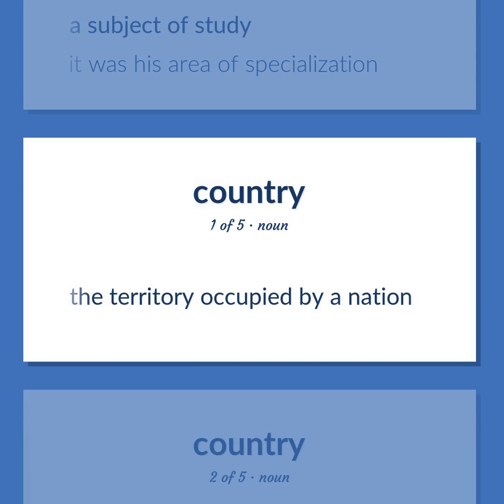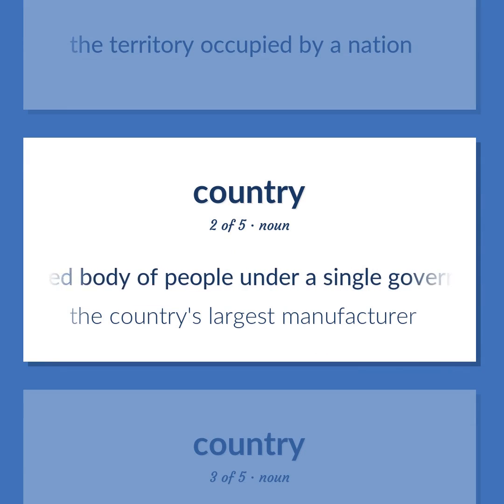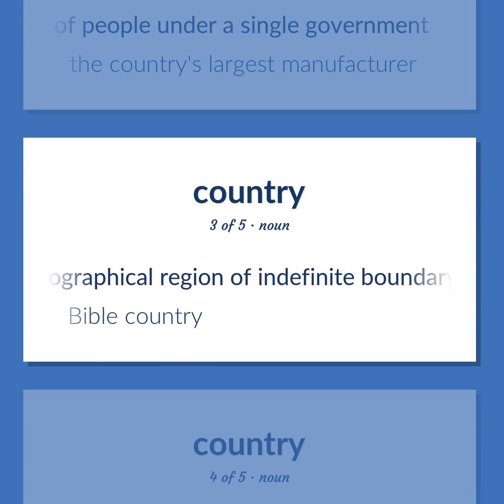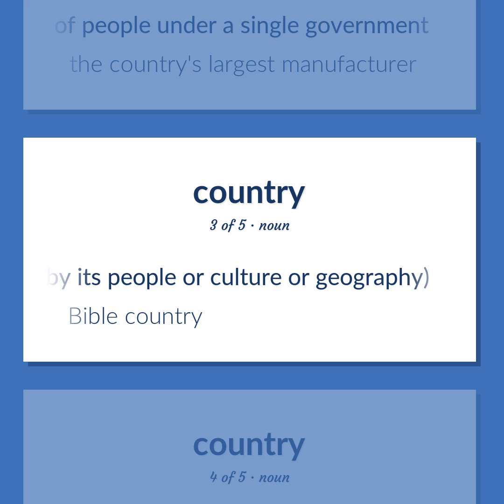The territory occupied by a nation. A politically organized body of people under a single government. The country's largest manufacturer. A particular geographical region of indefinite boundary, usually serving some special purpose or distinguished by its people or culture or geography. Bible country.